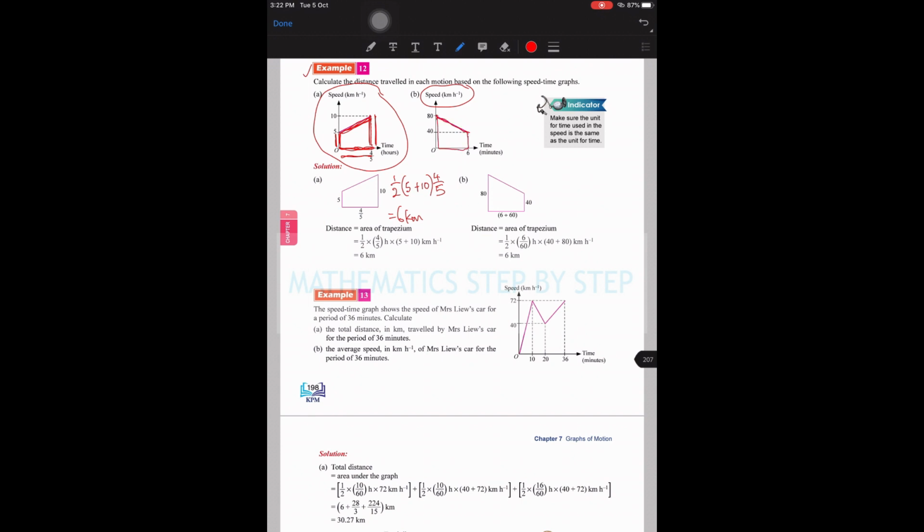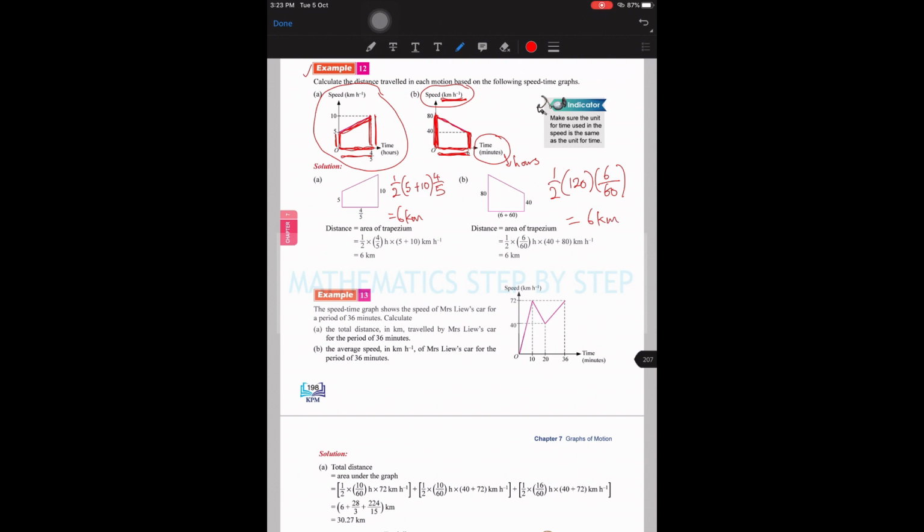Okay, so I believe now you know how to calculate the area of a trapezium. Half times this side is 80 kilometer per hour, then this side is 40 kilometer per hour, so 80 plus 40 is 120, then times here. But now here is in kilometer per hour, but here the x-axis is in minutes, so we are going to convert it into hours. So 6 minutes is 6 over 60 hours. So the answer that we get is 6 km.